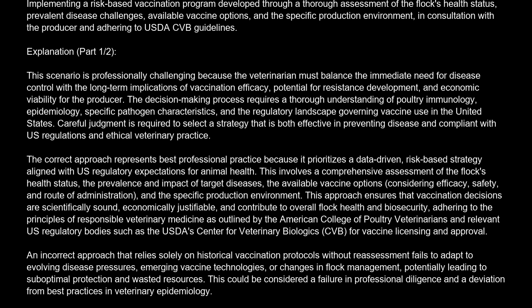Explanation. This scenario is professionally challenging because the veterinarian must balance the immediate need for disease control with the long-term implications of vaccination efficacy, potential for resistance development, and economic viability for the producer. The decision-making process requires a thorough understanding of poultry immunology, epidemiology, specific pathogen characteristics, and the regulatory landscape governing vaccine use in the United States. Careful judgment is required to select a strategy that is both effective in preventing disease and compliant with U.S. regulations and ethical veterinary practice.